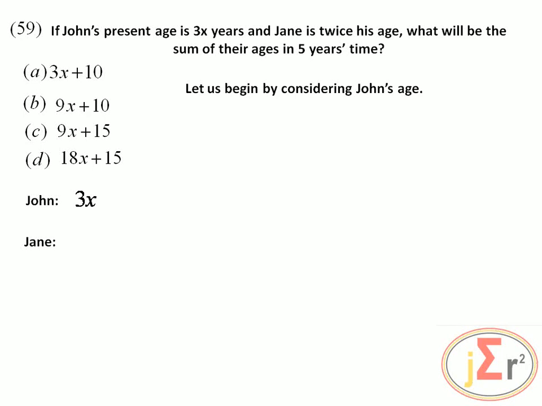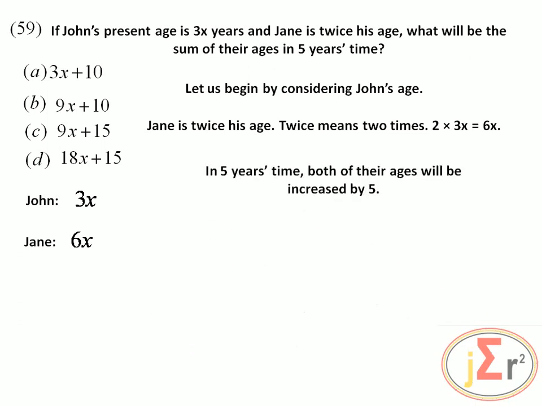And it is said that Jane's age is twice that of John's. Jane is twice his age. So twice means 2 times. 2 times 3x is 6x. In 5 years' time, both of their ages will be increased by 5. So 5 years down the road, John's age will increase by 5. Jane's age will be increased by 5. So we are going to add 5 to each one.